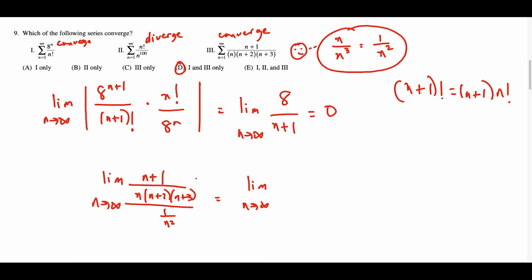So what I could do is see that the only terms that really matter are the leading terms. So I could say this is equal to the limit of n over n to the third over 1 over n squared, and this limit is equal to 1 because I have 1 over n squared over 1 over n squared. Because this is positive and finite, by the limit comparison test, I could say that this third series converges as well.